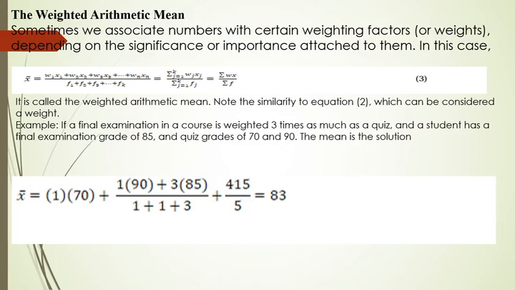So our arithmetic weighted mean will now be the sum of the products, which gives us 740, divided by our sum of weights, which is 4 plus 3 plus 2. That will give us 9. So 740 over 9 will give us approximately 82.22. That means the weighted mean score is 82.22.